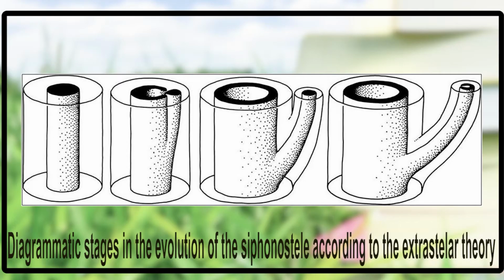So here in this diagram, what we see is that firstly it is a complete protostele without any pith. Slowly the pith is formed as the leaf traces come in, along with the parenchymatous tissues, and slowly a complete, prominent pith is formed with the leaf traces. So here we can see this is a complete siphonostele with a C-shaped leaf trace.